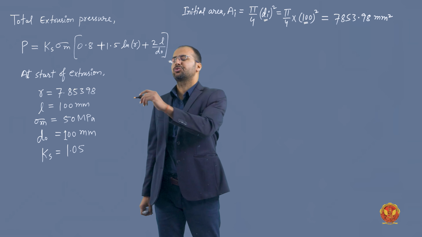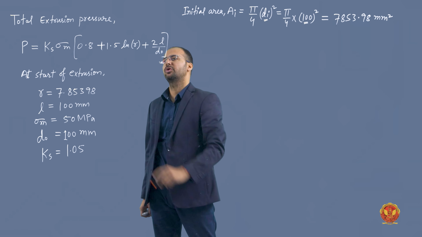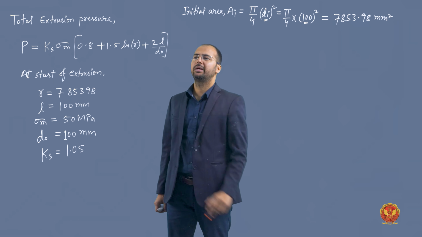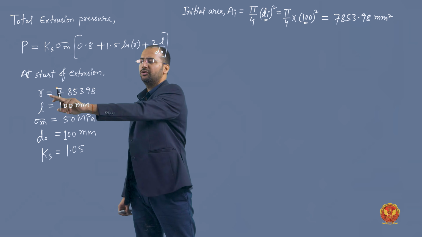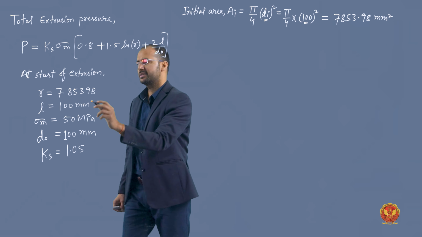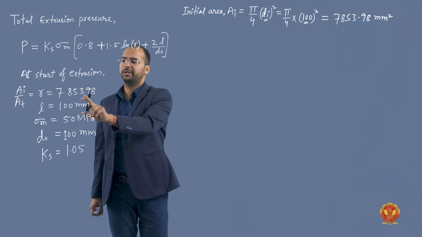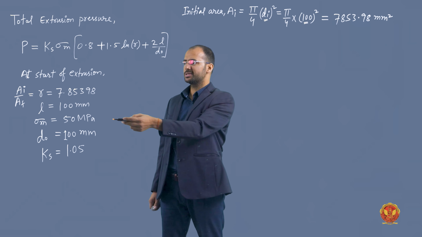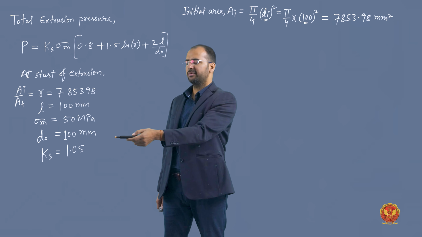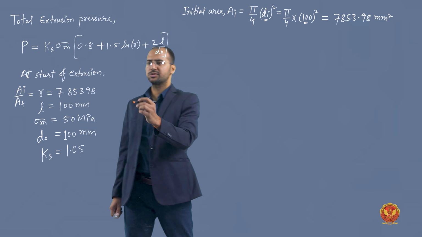So here total extrusion pressure is given as Ks into sigma m whole multiplied with 0.8 plus 1.5 into ln R plus 2L by d0. The given quantities are R, the extrusion ratio AI by AF, initial area by final area, which is 7.85398. Length is given as 100 mm, and mean flow strength is given as 50 megapascal. D0 is 100 millimeter, and the die shape factor is given as 1.05. So we will solve it.